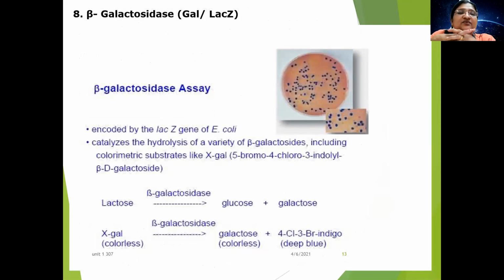Other than this is the beta-galactosidase assay. This is encoded in the lac operon by the lacZ gene of E. coli. It catalyzes the hydrolysis of a variety of beta-glycosides, including chromogenic substrates like X-gal, 5-bromo-4-chloro-3-indolyl beta-D-galactoside. You can see in the reaction that this colorless compound creates a deep color, which gives an identification that the assay is done completely.